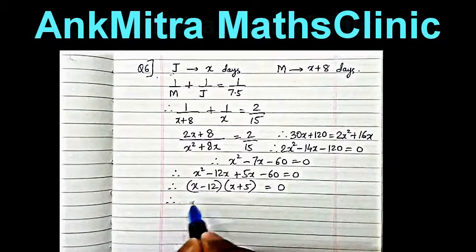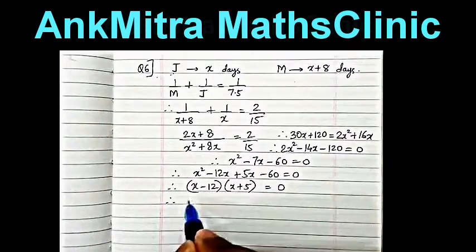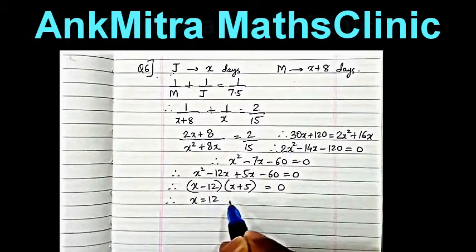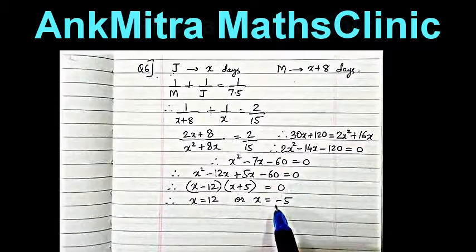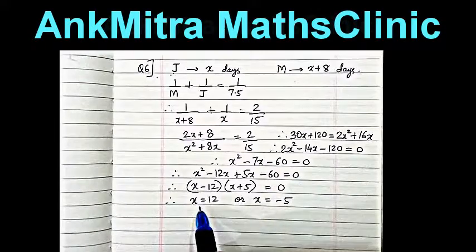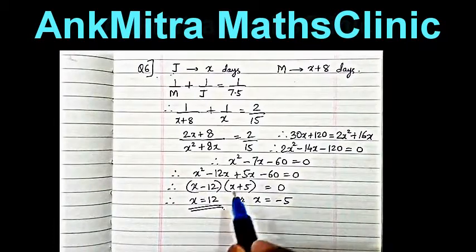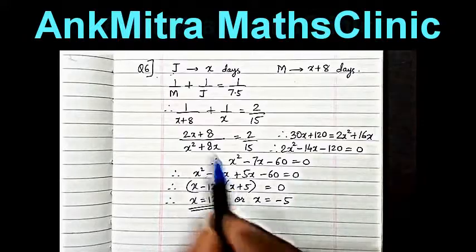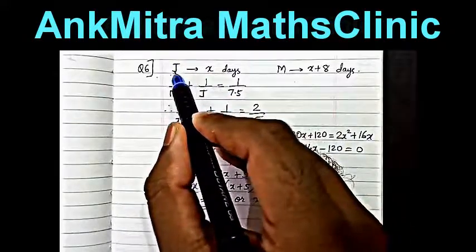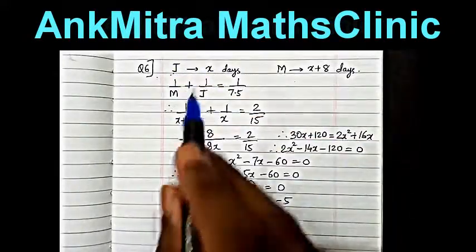Therefore the value of x has to be either 12 or minus 5. Since x is the number of days, it cannot be negative. So x has to be positive, so x equal to 12 should be the correct answer. But x equal to 12 days is the value for John. That is, John will take 12 days to finish the work.